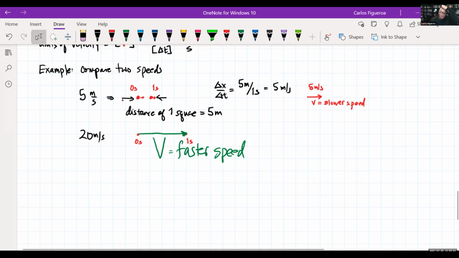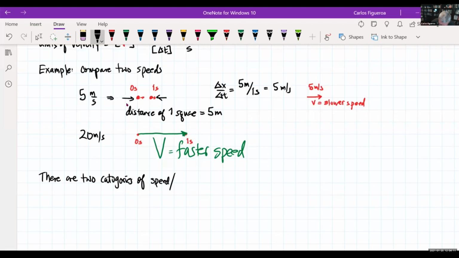So now, the last thing that I want to do here is that there are 2 categories of speed and velocity. The first one here is average speed, and the second is instantaneous.